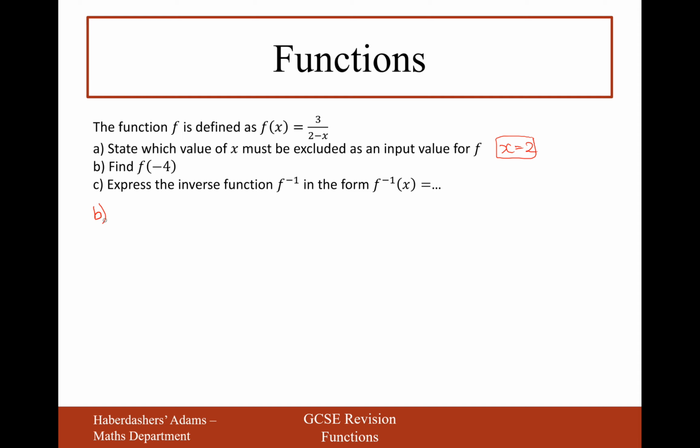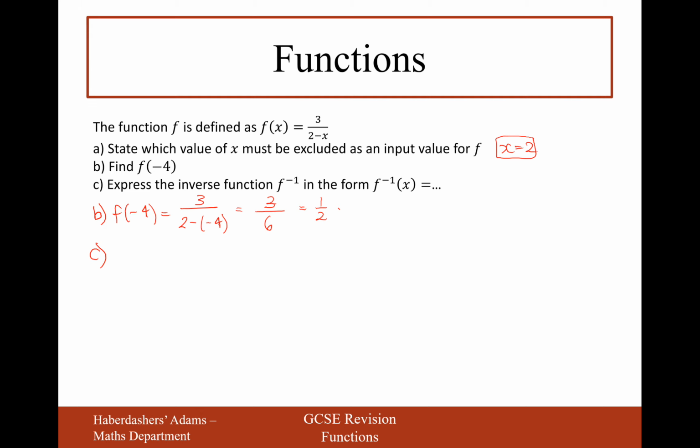For part B, I can plug in the number minus 4 though. So when I plug in the number minus 4 into this function, I'm going to get 3 over 2 take away the number minus 4. When you take away a negative number, you add it, so it's 2 plus 4, that's 6. So the answer there is a half.